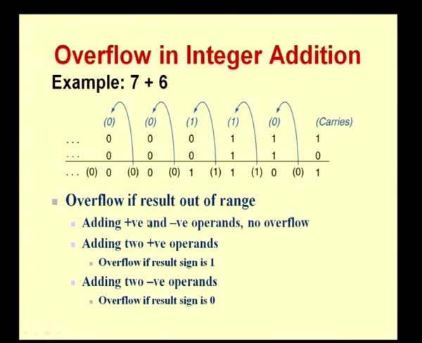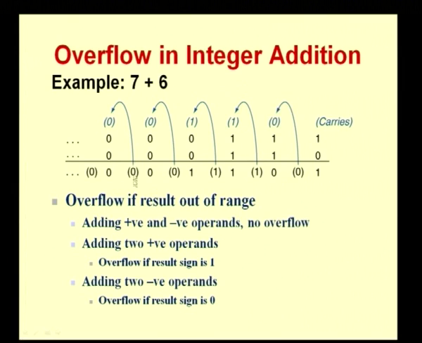Overflow is when the result that is generated is out of range. That is, if I have only 4 bits to represent any number, and my result cannot be represented within those 4 bits, I require 5 bits to represent that number, then I say that an overflow has resulted. Now, what are the cases when you will have overflow when you are doing simple integer additions?